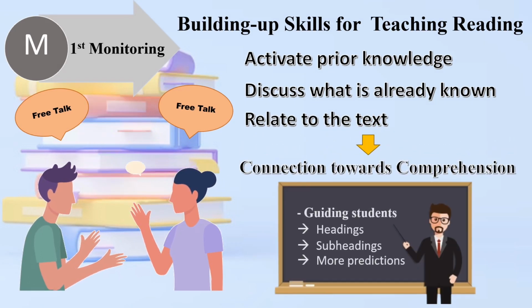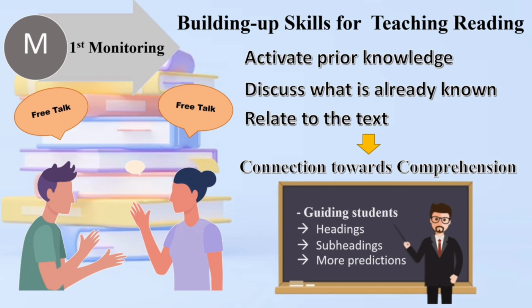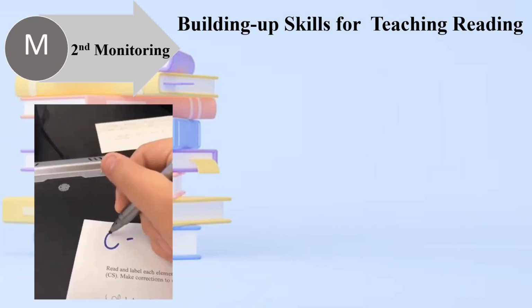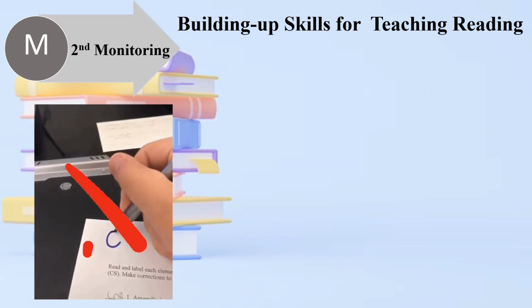The role of the teacher at this stage is to guide students through a preview. This can involve looking at headings, subheadings, illustrations, and any bold or italicized words. This will encourage them to make more predictions on what the text might be about. Then they start doing the activities. After finishing the activities, here comes the second monitoring. This means teachers will not correct the activities right away.